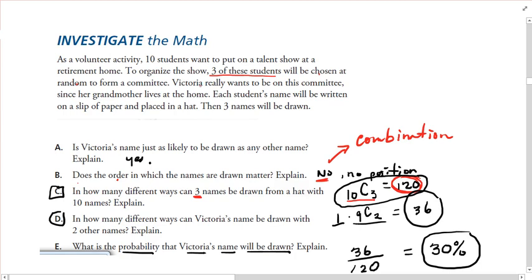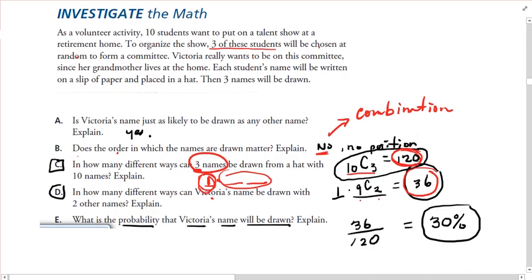But this one's about Victoria, and she really wants to be on there. So in how many different ways can Victoria's name be drawn with 2 other names? In this group of 3, 1 is already Victoria, and there would be 2 more kids. So if Victoria's name is in there, how many different ways can these 2 names be chosen? If there were 10 without Victoria, it's 9. So we have 1 Victoria, times 9 choose 2. So we actually have 36 ways that 3 students can be chosen with her being one of them.